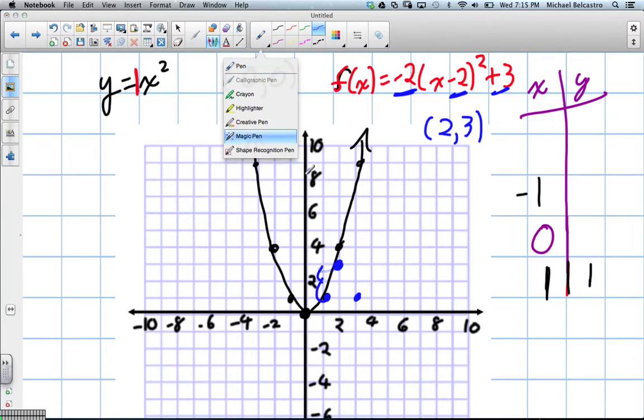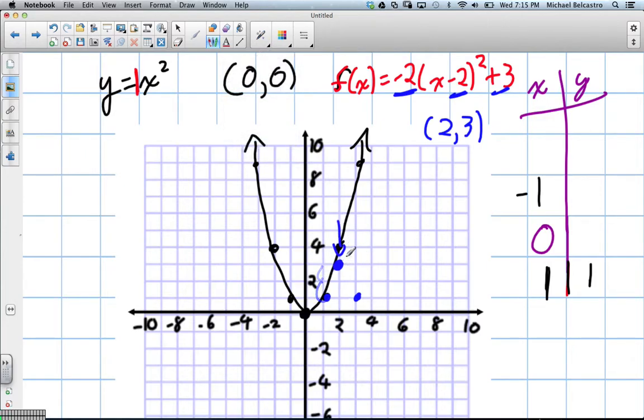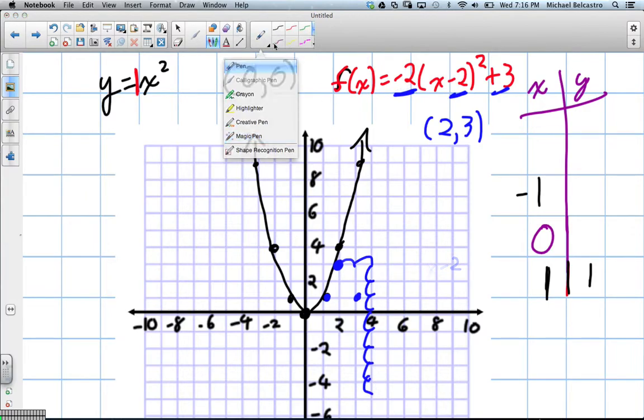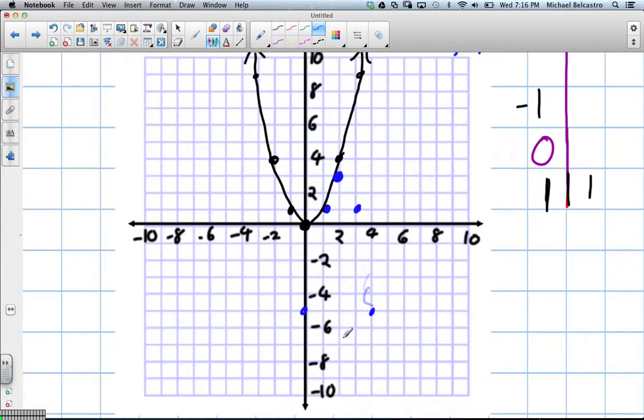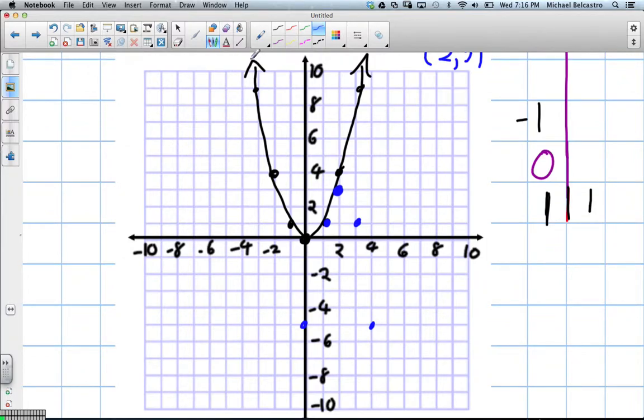We go back to the vertex. We go over 2 units. What's 2 squared? 4. But we've got to multiply by our a value. What's 4 times -2? -8. So we go over 2, and down 1, 2, 3, 4, 5, 6, 7, 8. We've gone down 8. And symmetrical on the other side, so it's going to be here. And then finally, this one's not even going to show up.